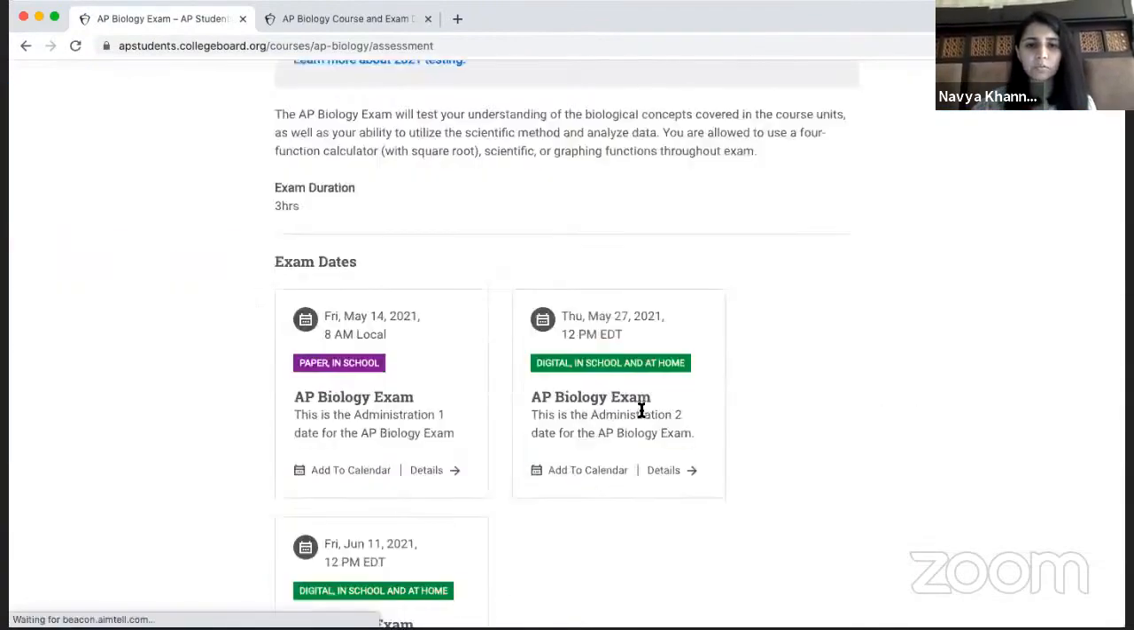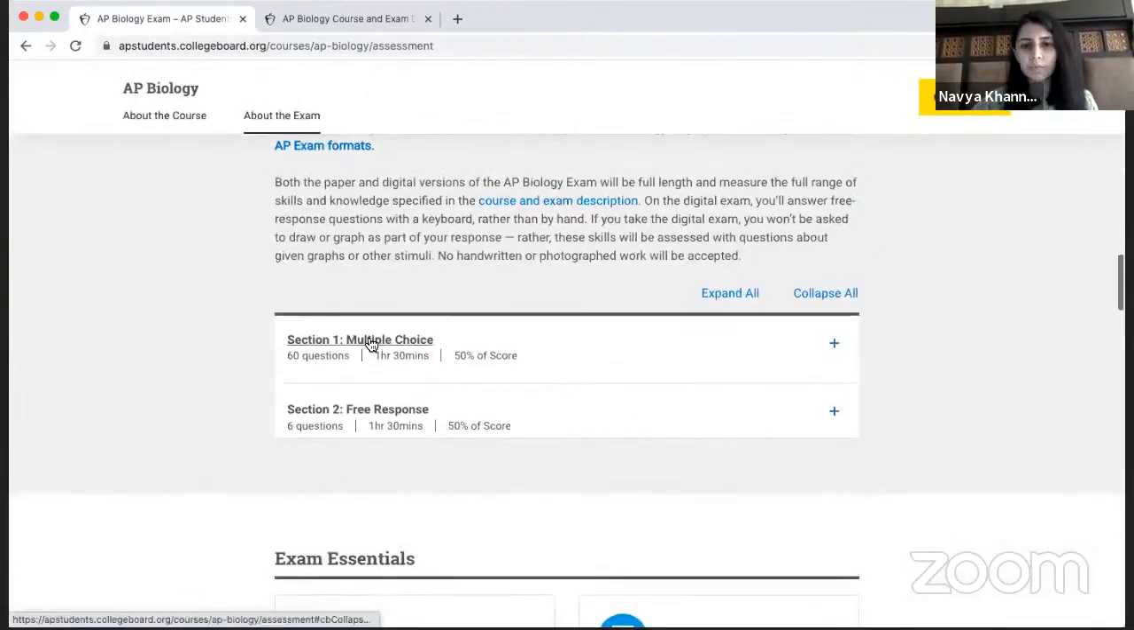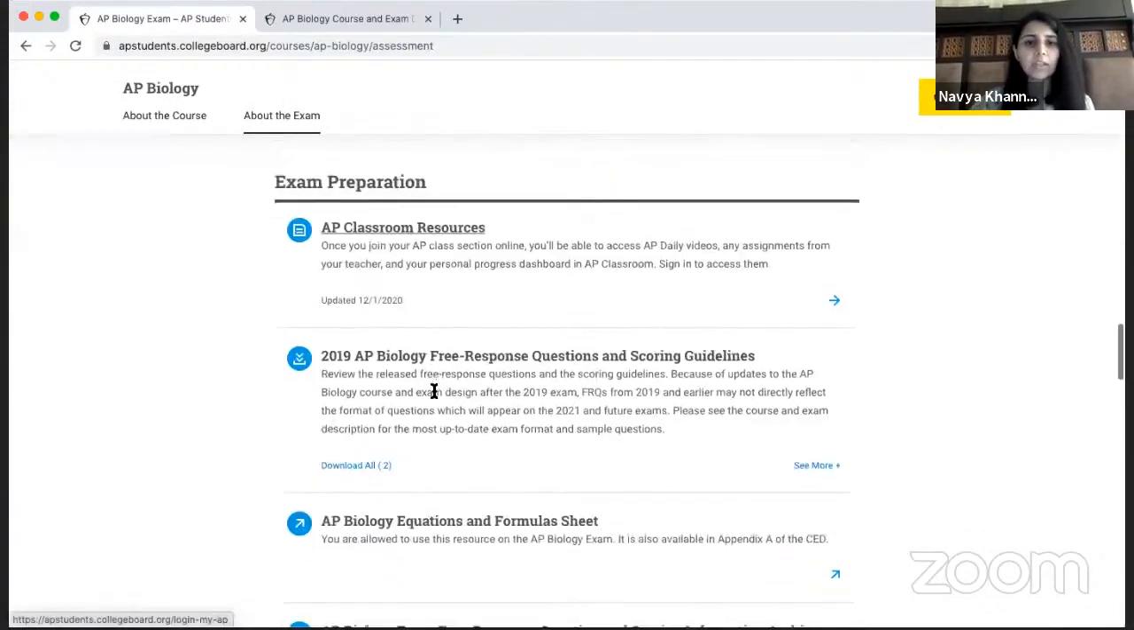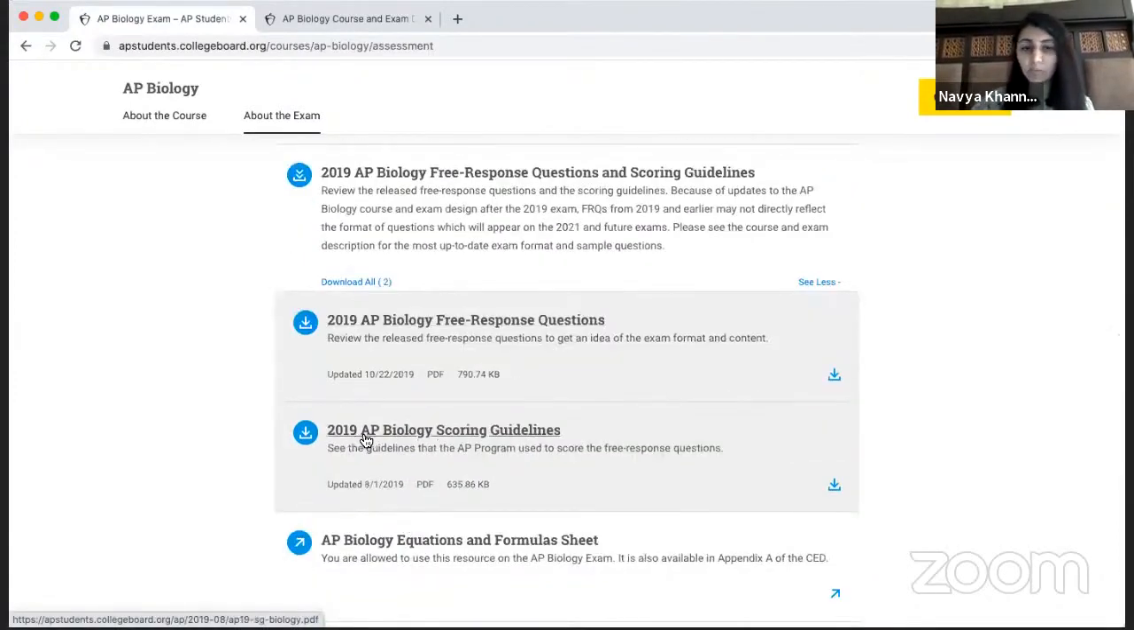yeah, so here they've given you the 2 sections, 1 hour 30 minutes for each, 50% of your score, 60 questions and 6 questions. And then you have your 2019 AP Biology free response question and scoring guidelines. You can click on it, see more, and you can download these, right? They also have scoring guidelines for you, right?